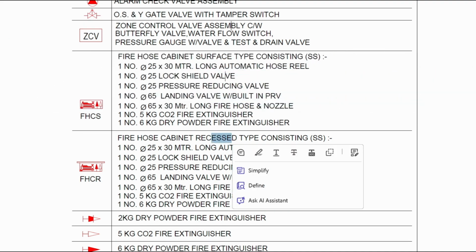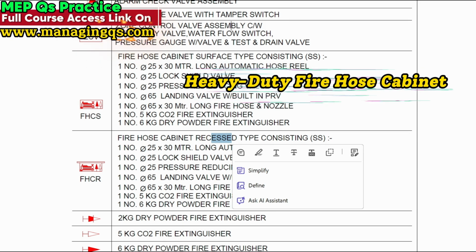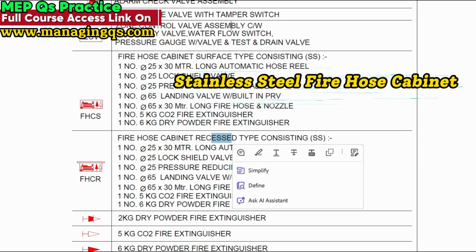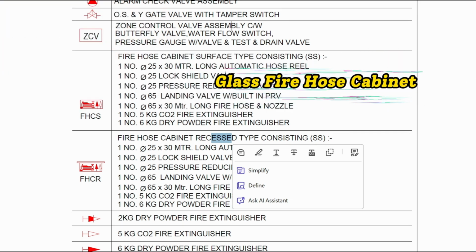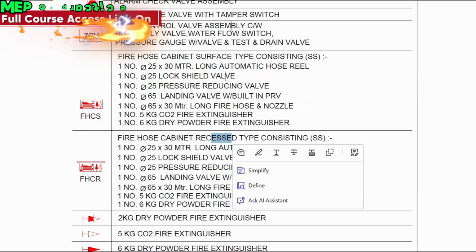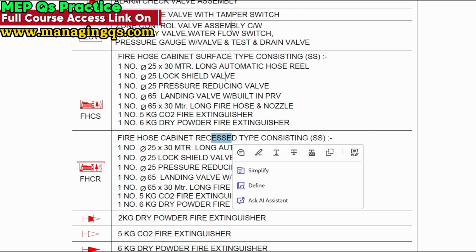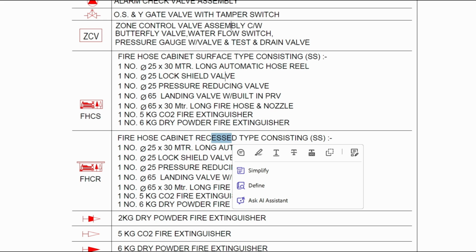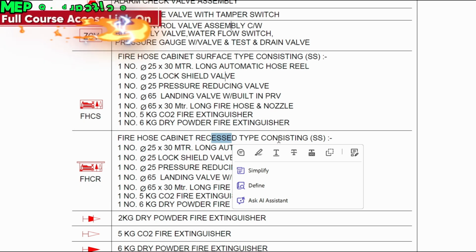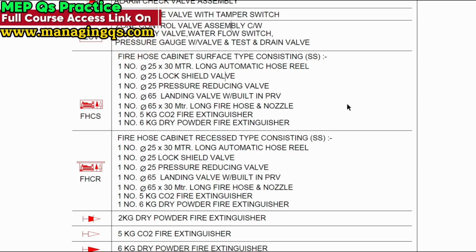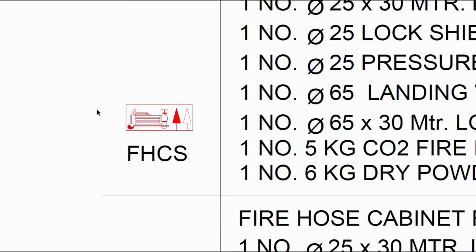And apart from these, heavy duty fire hose cabinets are available, stainless steel fire hose cabinets are available, and glass fire hose cabinets like this, and mini fire hose cabinets. It's also used for some small residential building projects. So these are the types of fire hose cabinets. And you can see the symbol of the fire hose cabinet.